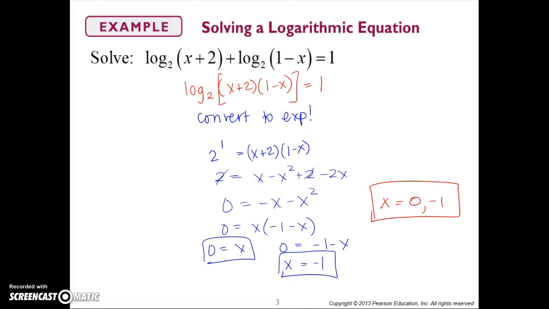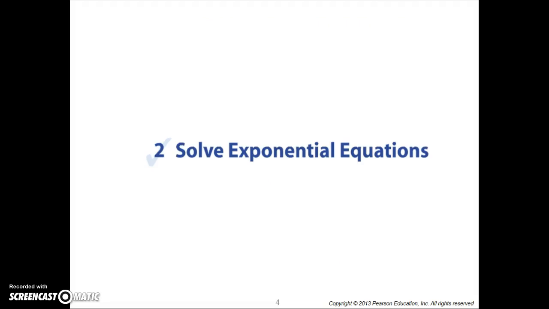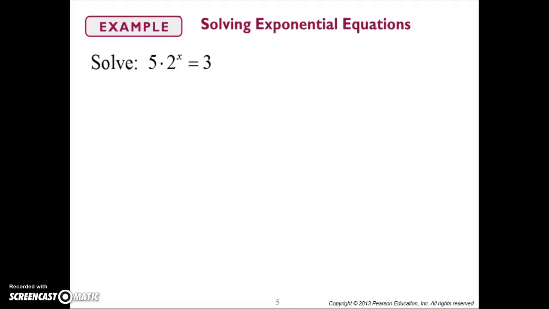Okay, so this brings us to solving exponential equations, which we use the same method and process in solving exponential equations that we do with logarithmic equations. If we have an exponential equation such as 5 times 2 to the x equals 3, we're going to use logarithms just like we used logarithms to solve logarithmic equations.